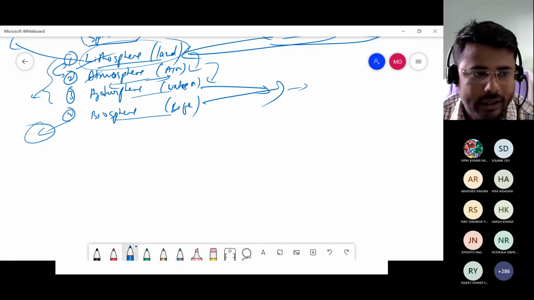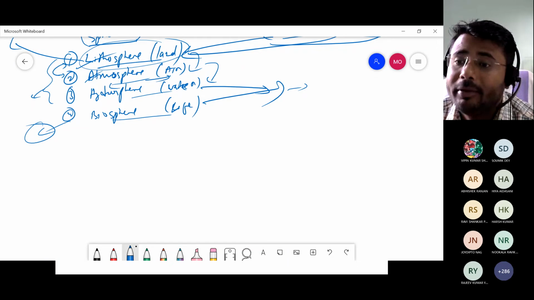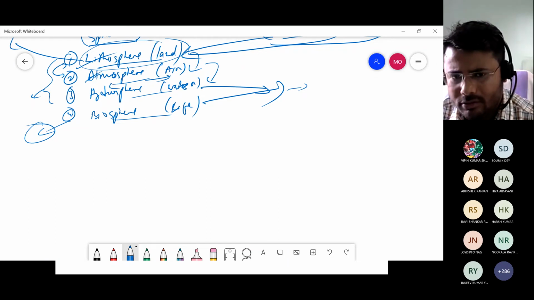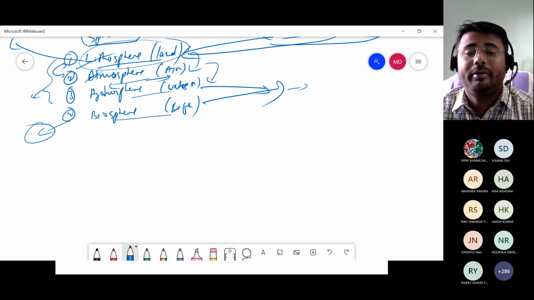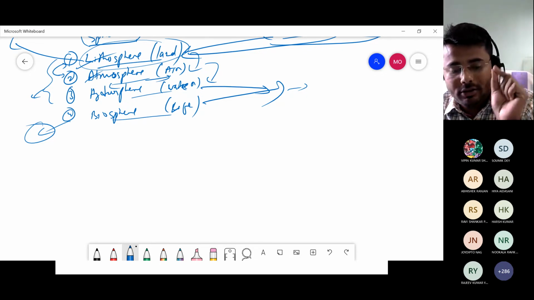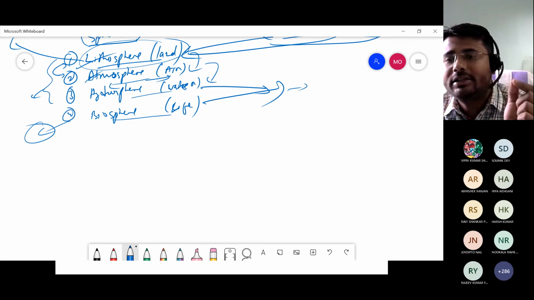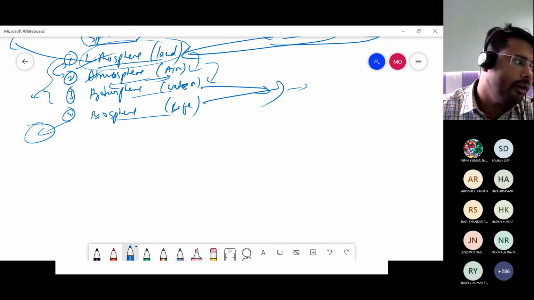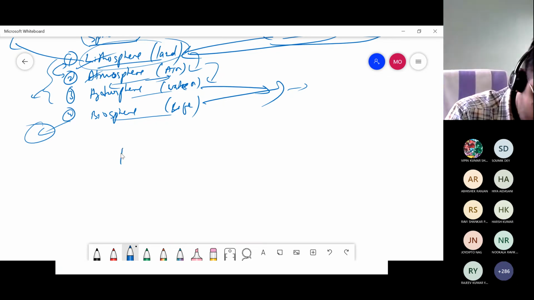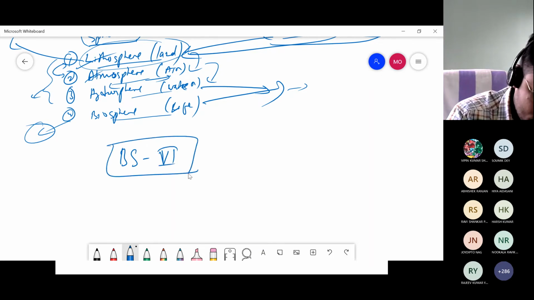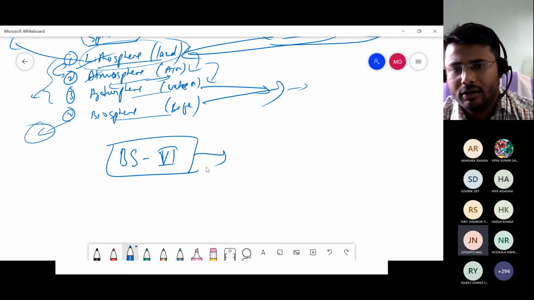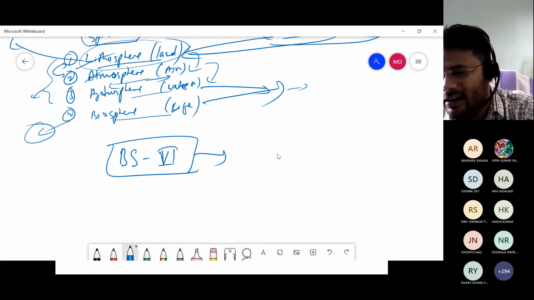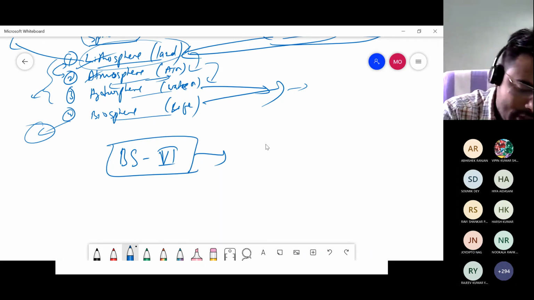Before going into that, let us try to understand why environmental science is important. What is the role of an environmental scientist in understanding the surrounding area? Say, for example, have you heard about a term BS6? It is related to cars. Okay, BS6.